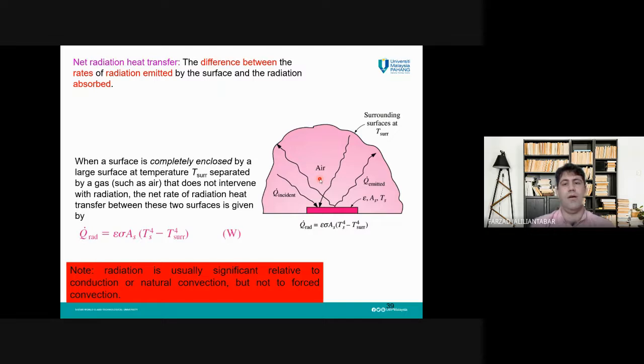So, but we can assume that here we don't have any conduction. Why? Because the radiation in this example, imaginary condition, the radiation heat transfer is much higher than the conduction heat transfer or even natural convection, which we have here. So due to this, we can have this assumption, and we can have this equation actually to calculate the net radiation heat transfer for a surface.